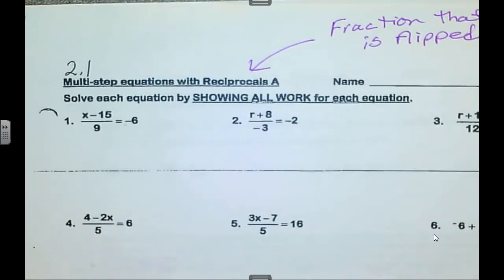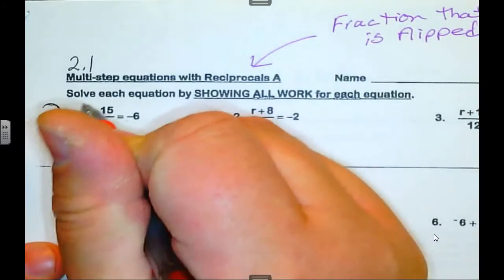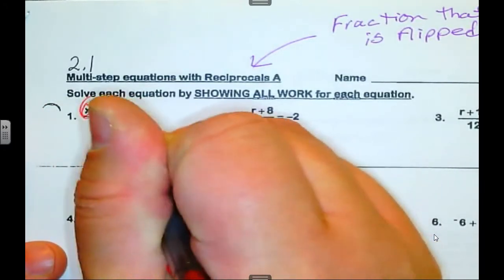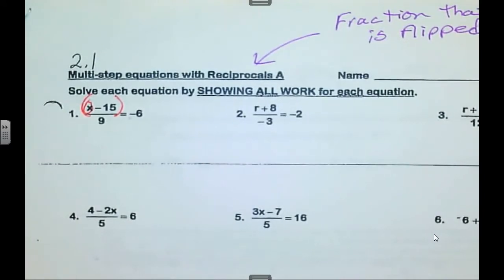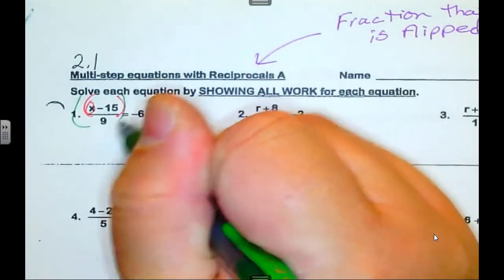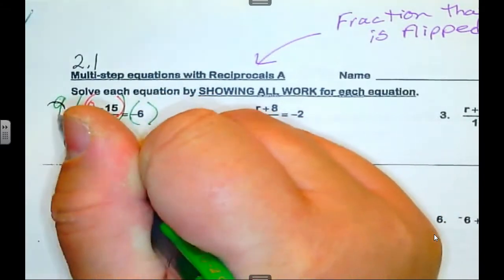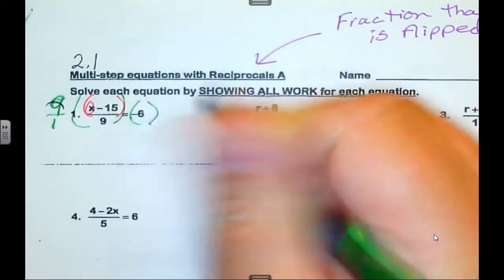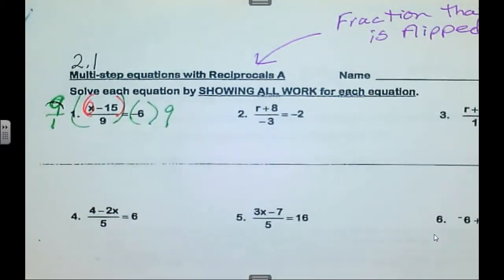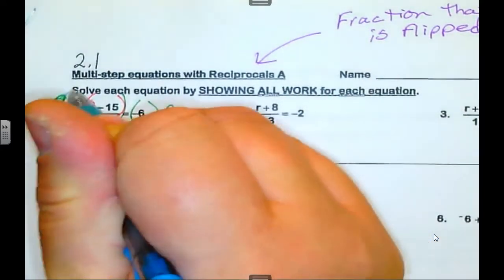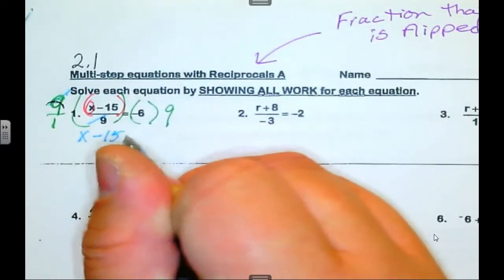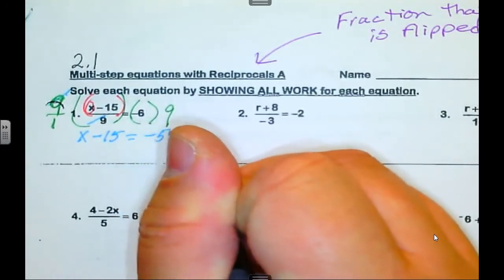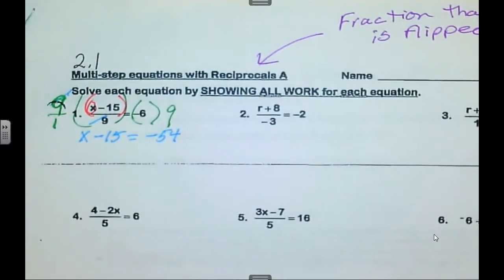All right, number 1. I have the x that's locked in my numerator, so what am I going to do to both sides? This is review. That's right, multiply by the denominator, which is 9, or 9 over 1. And I get, 9's cancel, I get my numerator, which is x minus 15 equals negative 54. Add 15 to both sides.